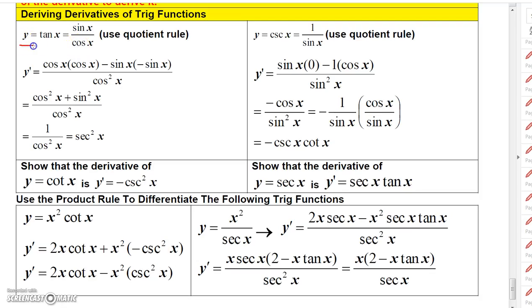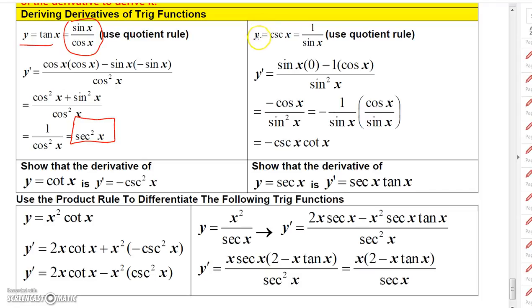If you want to find the derivative of tangent x, now that we know the quotient rule, we can actually show you where it comes from. Tangent is sine x over cosine x. So if you use the quotient rule, you'll take cosine x times the derivative of sine x, which is cosine x, minus sine x times the derivative of cosine x, which is minus sine x, all over cosine x quantity squared. So you'll get cosine squared x plus sine squared x over cosine squared x. Well, cosine squared plus sine squared is 1, so you get 1 over cosine squared x, which is just secant squared x. So now you know where the derivative of tangent came from.